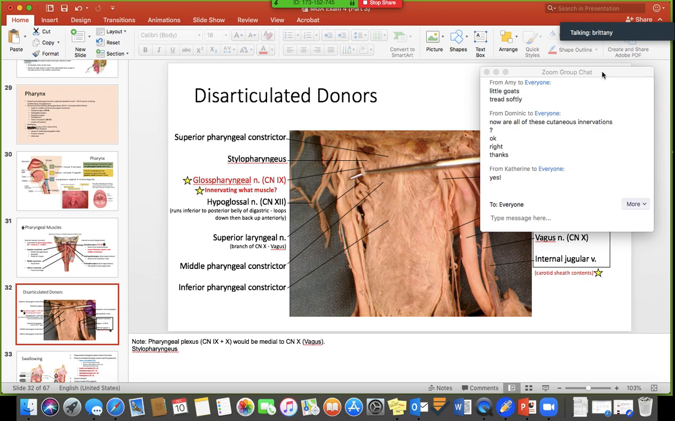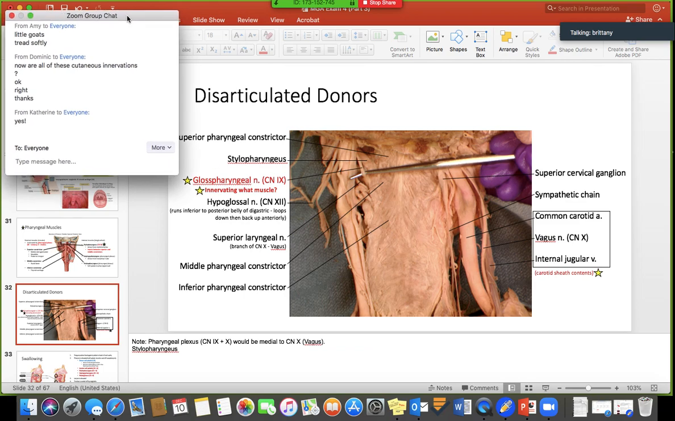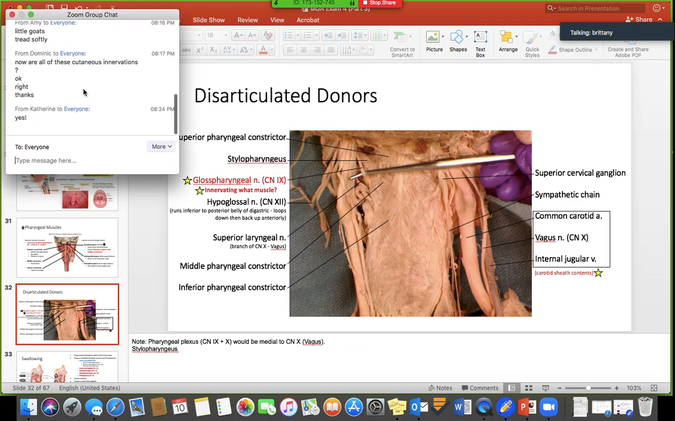All right, this is the disarticulated view that I was talking about. So you have a donor in lab that's dissected like this, yes? Have you guys seen this view? Yeah? Okay. So again, you want to be able to identify the glossopharyngeal nerve. It's very small, but they will tag it.